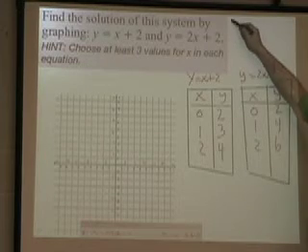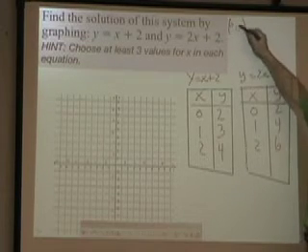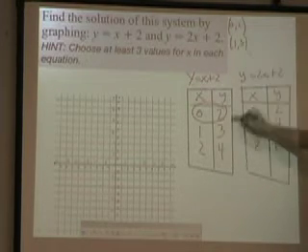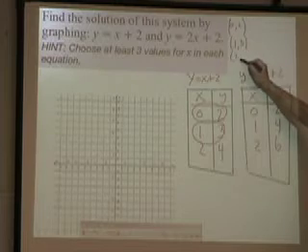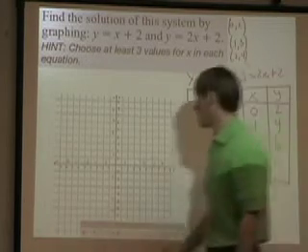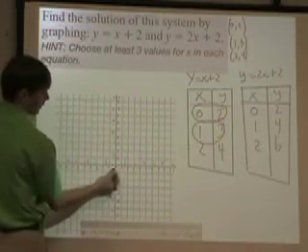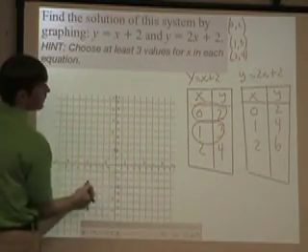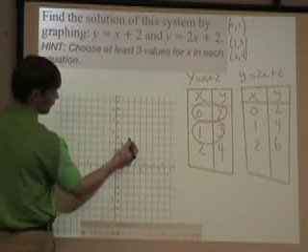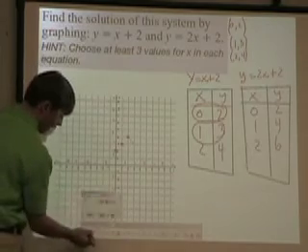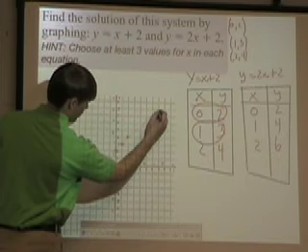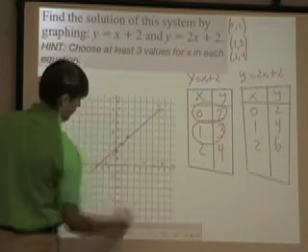Now I've got to get my ordered pairs. My ordered pairs for my first one are (0, 2), (1, 3), and (2, 4). Now, those are the 3 for this, so let's graph them. (0, 2), I go 0 left or right, up 2. (1, 3), I go over 1, up 3. And (2, 4), I go over 2, up 4. So now I've got to connect my dots and extend them on. So there's my graph right there.